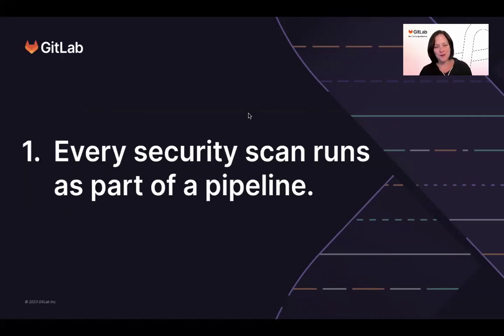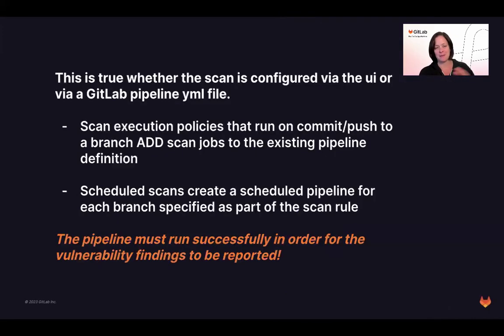I'm calling this my golden rules of GitLab security scans. The first one is that every security scan runs as part of a pipeline. Now, GitLab CI is the core of GitLab functionality. So for all of the security features that we have, for the most part, there are a couple of exceptions now, but for the most part, if you are enabling security scans, you are going to see a pipeline run. I think there may be one exception to that today, but I will have to get back to you on that.